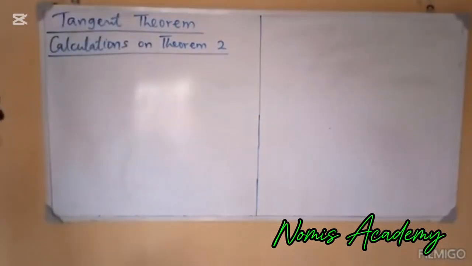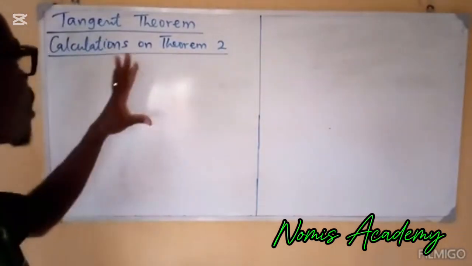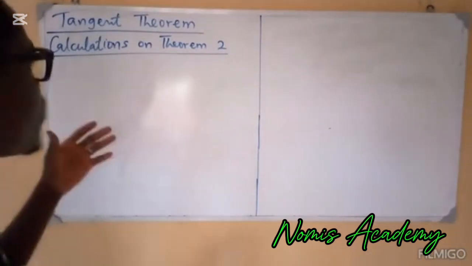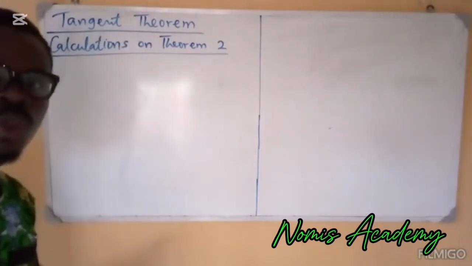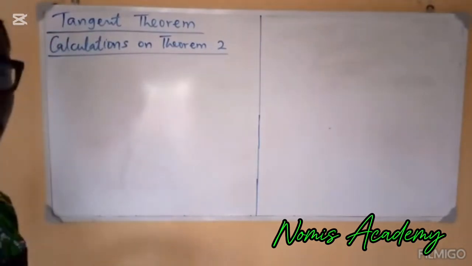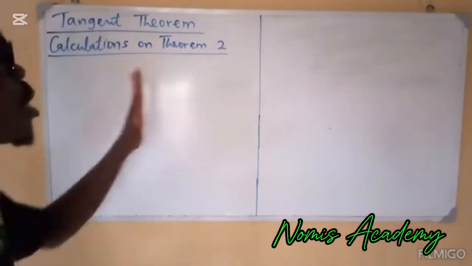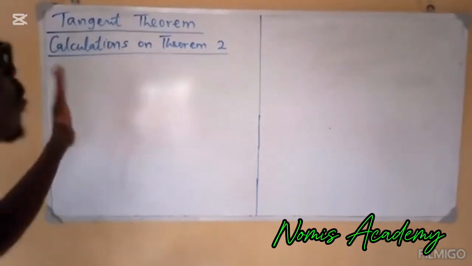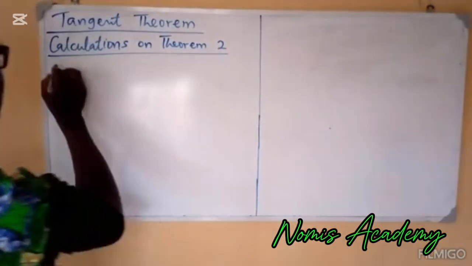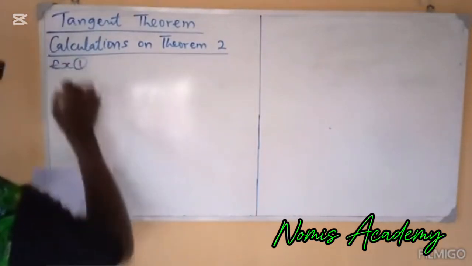In this video, we are going to be looking at the tangent theorem. In the previous video, we stated Theorem 2 and also showed the proof. So in this particular video, we are going to be using the idea in Theorem 2 to solve problems under circle geometry. So let's pick the first example, example 1.